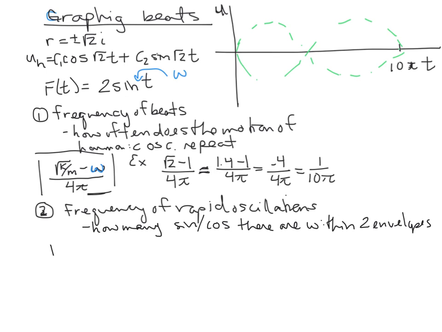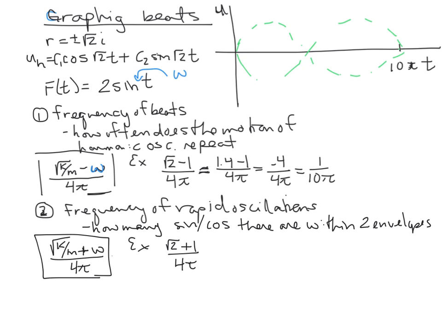Okay, so the answer to this is square root of k over m plus omega, all over 4 pi. Let me box this because we'll use that later. In our example, this is going to be square root of 2 plus 1 all over 4 pi, and again I'm going to estimate this. This time instead of getting a 1 on the top, I'm going to concentrate on the 10 pi. I want whatever is down in the bottom here to match with whatever I get from the frequency of beats.